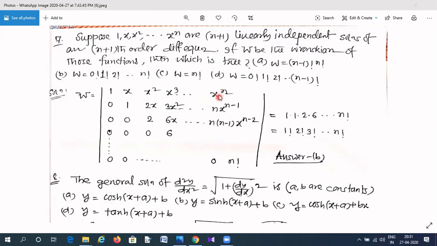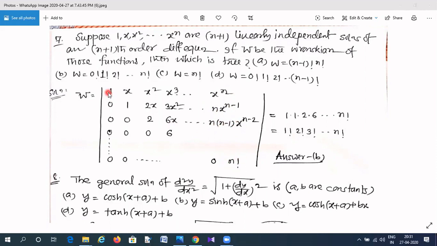Because if we see the last column, the first term is x to the power n. The first derivative is n into x to the power n minus 1. If we differentiate n into x to the power n minus 1, we get n into n minus 1 into x to the power n minus 2. By proceeding in this way, we get n into n minus 1 into n minus 2 ... into 1, that will be n factorial.